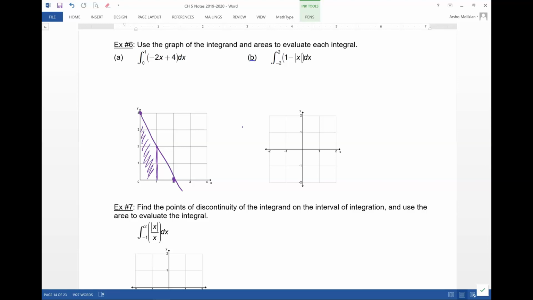All right, so what's the trapezoid there? It's 1 over 2, 1 over 2, 4 plus 2. Yep. And so that's 3.